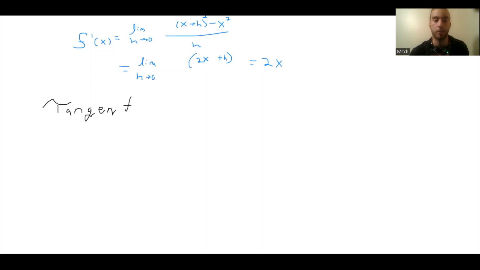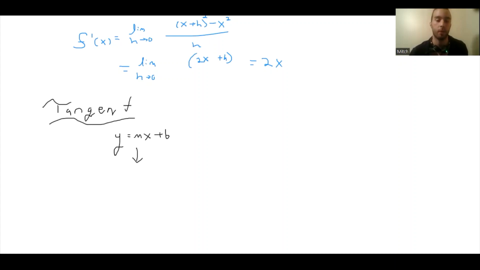Because in order to solve for the equation of a line, you only need 2 pieces of information: either 2 points, or a point and a slope, or the slope and the y-intercept. So we know the equation of a line is y equals mx plus b. This m is always going to be given by the derivative at that point.